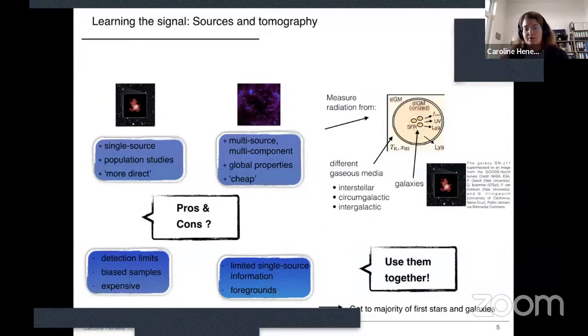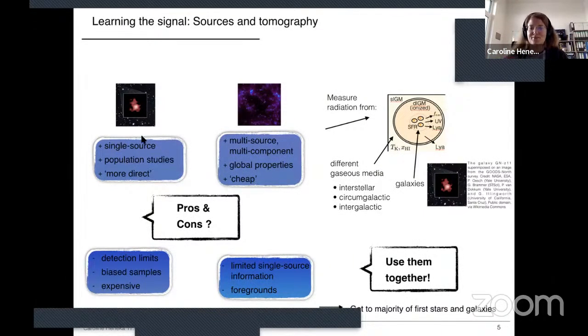So on top of that, it's nice to have different lines tracing different media, but also the source detection and the intensity mapping are in themselves very much crossing each other in their pros and cons. So what's the pro for the source characterization is the con for the intensity mapping and vice versa. So it's very natural to use them together jointly or cross-correlate them, which also has some advantages in order to maximize the information that we gain.